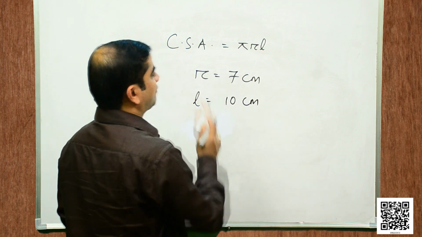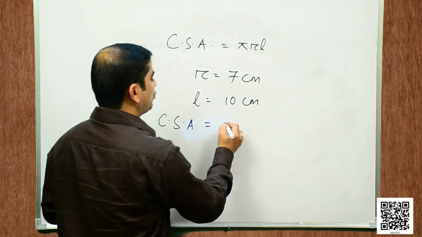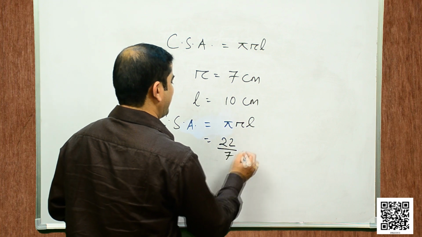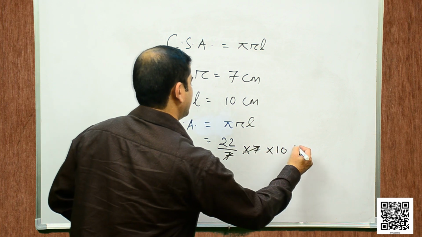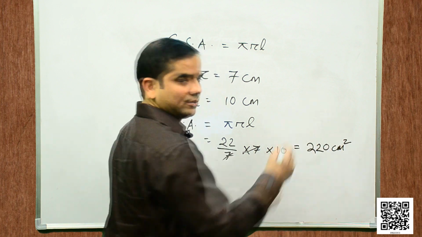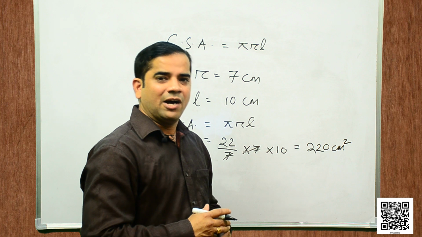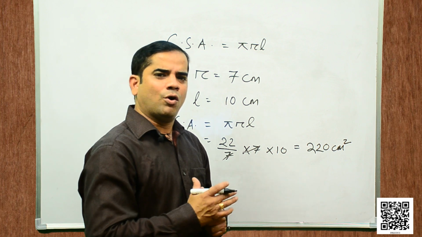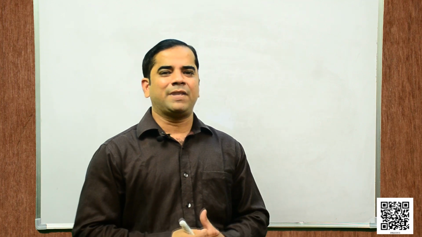When we substitute the values, the curved surface area is equal to pi r L, that means 22 by 7 into 7 into 10, which is equal to 220 centimeter square. So, in this way we have found out the curved surface area of the circular cone. Hope you understand this. Students, let us now discuss example 5.